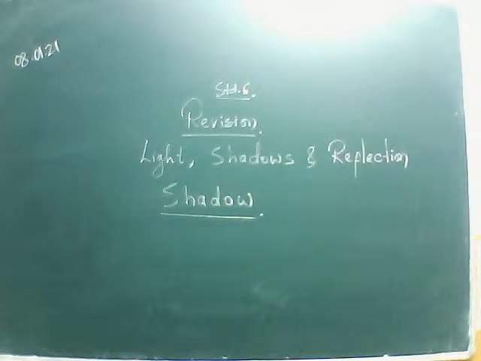When shadows are formed. Very good. Elias has given the very correct answer: when light is blocked. By which object? When light is blocked by an opaque object. Very good, all of you have given the correct answer. When an opaque object blocks the light, a shadow is formed.